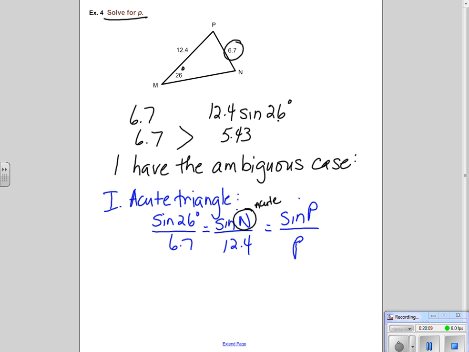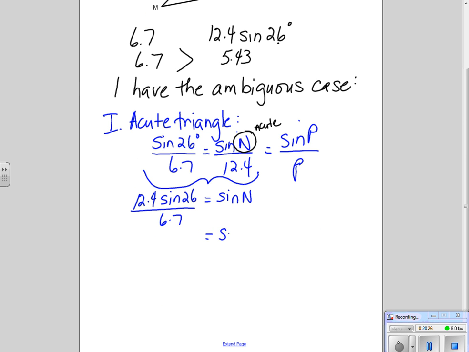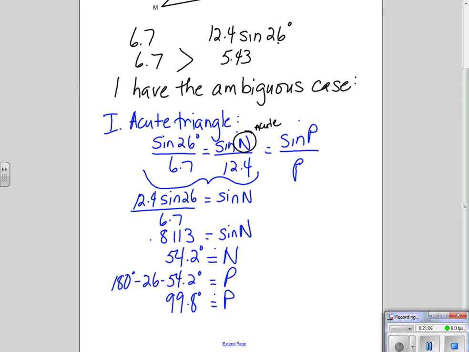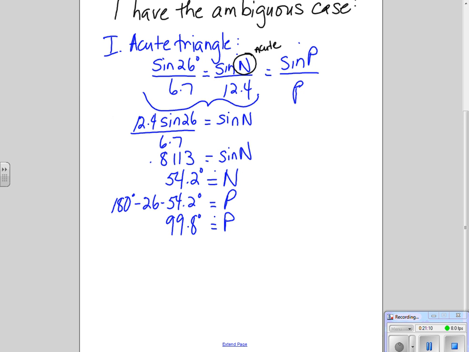All right, calculator, here we go. I want to solve this ratio right here. I'm going to multiply both sides by 12.4. 12.4 sine 26 over 6.7 is sine n. I will get a decimal for that. 0.8113. If I second function sine that answer, 54.2 degrees. Oops, that's n, not sine n. Okay, I have an acute answer for n. So my angle P will be whatever's remaining. 180, subtract the 26, subtract 54.2, and I have my angle P. P is 99.8 degrees.